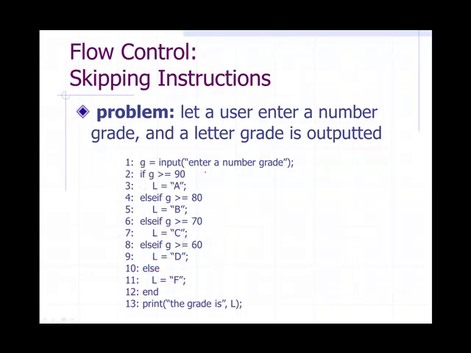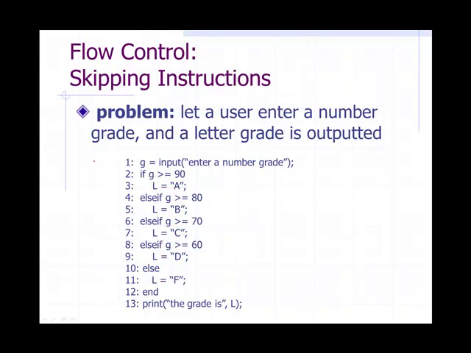Now, suppose somebody types in, say, 80. Let me get a better one. Suppose somebody types in, say, 81. So 81 is G. Now, if G is greater than or equal to 90, is that true? No, so it's going to skip that. Else if G is greater than or equal to 80, that is true, so L equals "B", and guess what? It's going to skip all these instructions. It's not going to even do them. All right, and then it's just going to go straight from here all the way down to the bottom, and it's going to print the grade is 81.